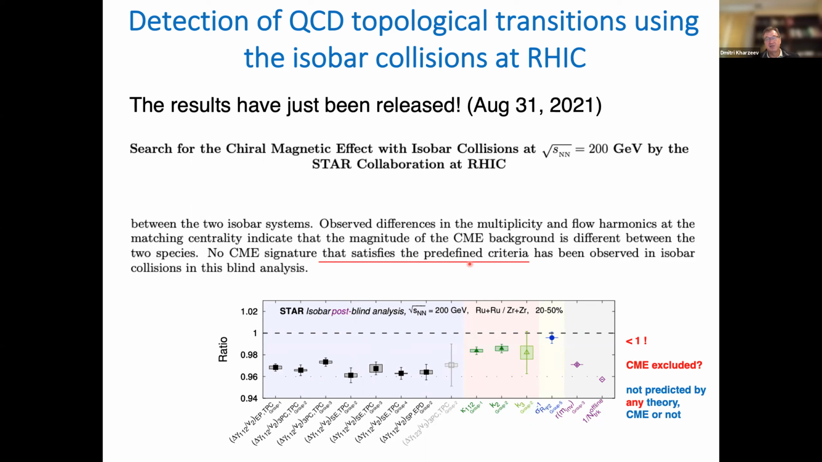And because the predefined criterion for CME was that this ratio would be larger than 1, and the ratio is less than 1, it was declared that no CME signature has been observed that satisfies the predefined criteria. So technically, what they said was completely consistent with this predefined criteria for the blind analysis. However, if you look at this a little bit closer, you get puzzled because the ratio is less than 1. The deviation from 1 is statistically significant, in particular for these gamma correlators that I told you about before. And this ratio being less than 1 was not predicted by any theory, CME or not. So no one predicted this ratio to be less than 1. So what is going on?